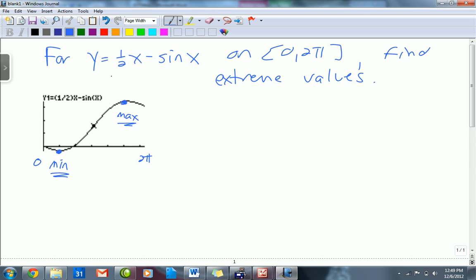Okay, so some things to remember. First and foremost, this function is continuous on this closed interval, 0 to 2 pi, so the extreme value theorem assures us that there must be a max and min somewhere. So we got that going for us, which is good.